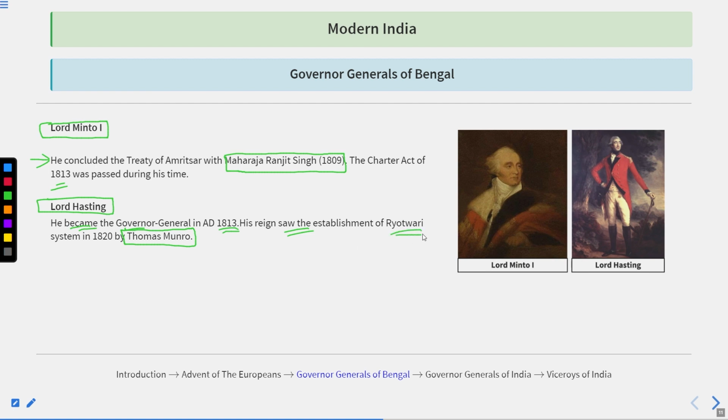In the Ryotwari system, basically the Britishers directly collected the tax from the peasants or the farmers instead of making the zamindar the mediator between them. All right.